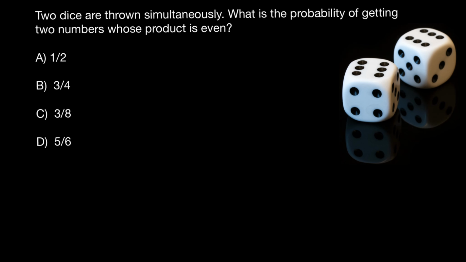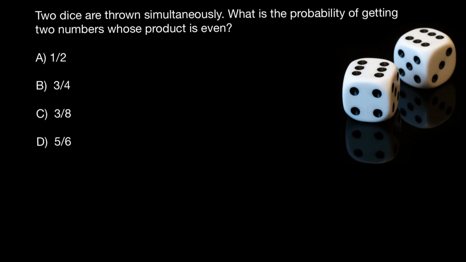Today we are going to solve a probability problem, and we are going to use some techniques we have learned in genetics. So here's a problem. Two dice are thrown simultaneously. What is the probability of getting two numbers whose product is even? So how are we going to solve this problem?